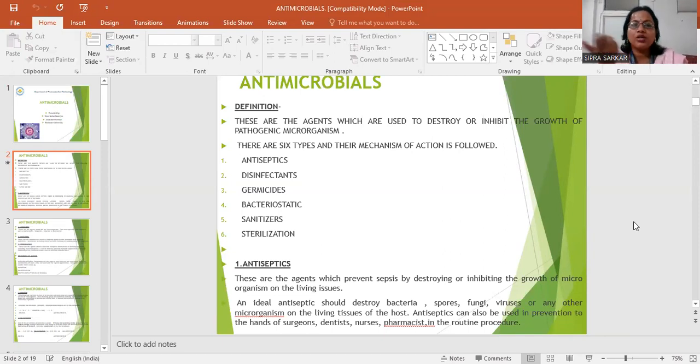In the corona condition, you have seen this. An ideal antiseptic should destroy bacteria, spores, fungi, viruses, or any other microorganisms on the living tissues of the host. Antiseptics can be used for prevention on the hands of surgeons, dentists, nurses, and pharmacists in routine procedures where there are chances of a lot of infection.